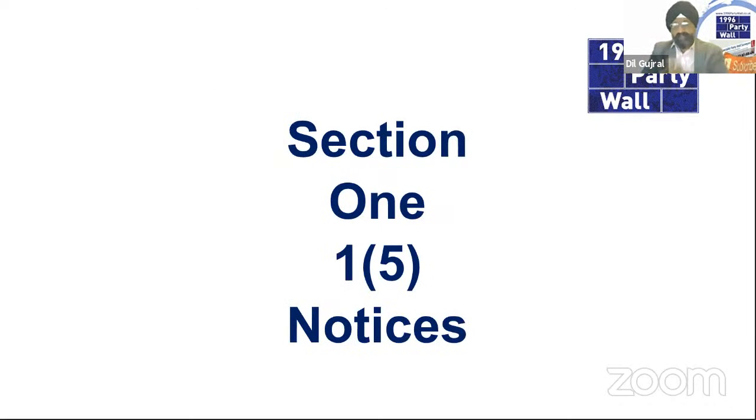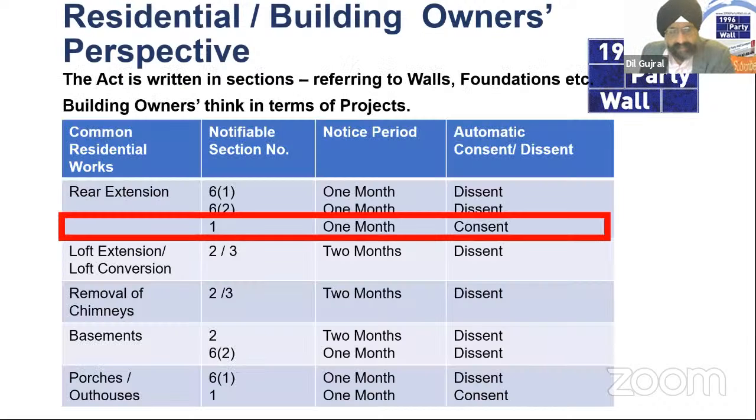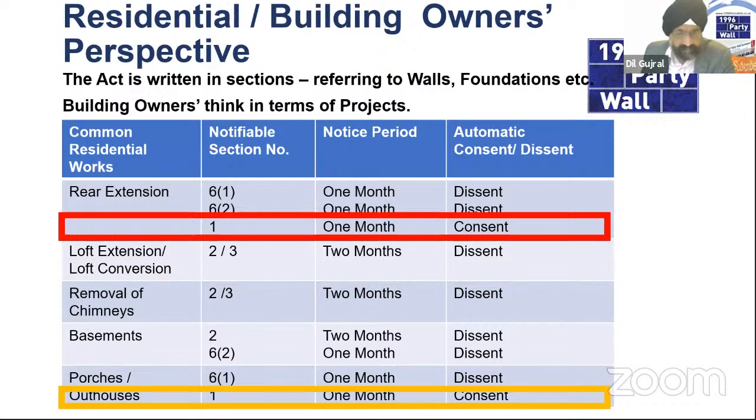Right, today we're going to talk about section 1.5 and 1 notices. There's a difference between the two, so let's go through it. Now, this is a chart, there's a template, a PDF you can get yourselves. It's in the description. Grab it, it's free. It's there to help guide you through the Party Wall process, and how to deal with Party Wall notices, templates, and so on.